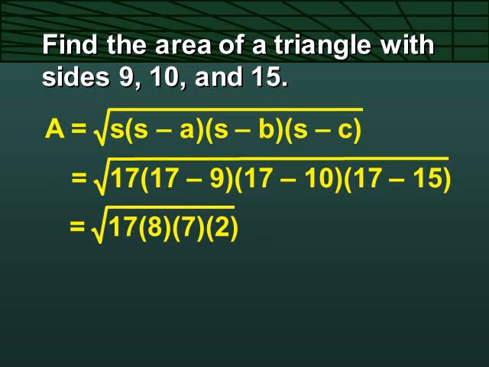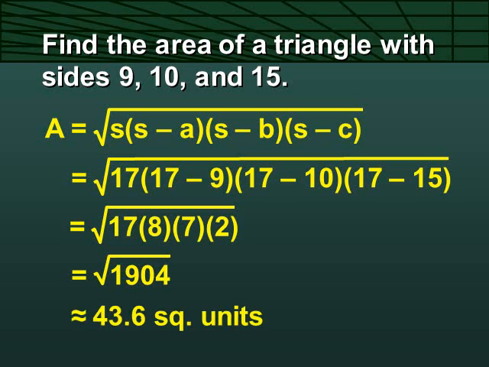So 17 minus 9 is 8, 17 minus 10 is 7, and 17 minus 15 is 2. Now I can multiply all four of those numbers together. Remember, I still have a radical sign over that, so I'm going to take the square root of 1904 and I'll get a decimal. That will be the area of that triangle.